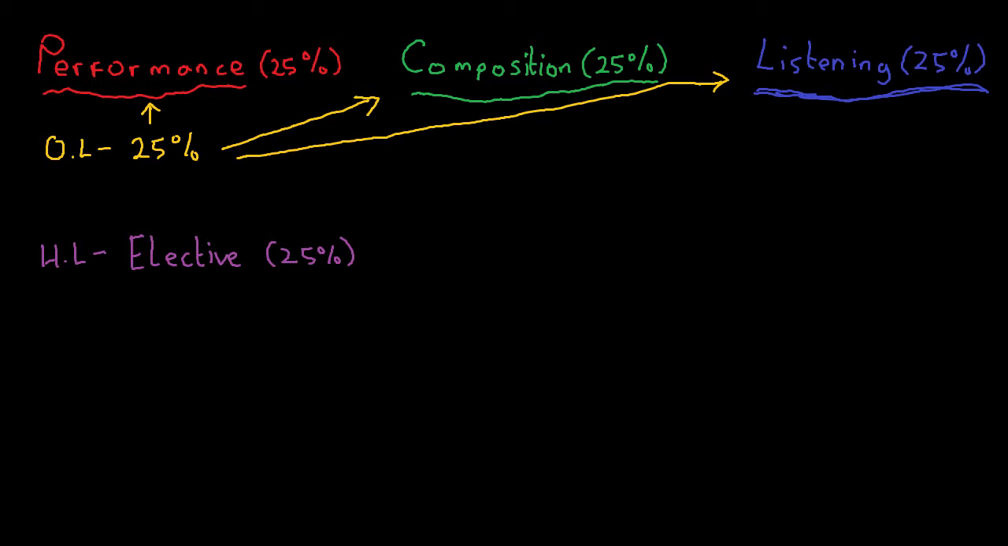The performance exam happens a little bit earlier than the rest of the Leaving Cert. It takes place in March or April each year. And just like the composition paper, it's worth 25%. If you're doing ordinary level, you might have an extra 25% that you choose to give to performance. That'll make it worth 50%. If you're doing higher level, you might opt to do your elective in performance, which will make that worth 50%.